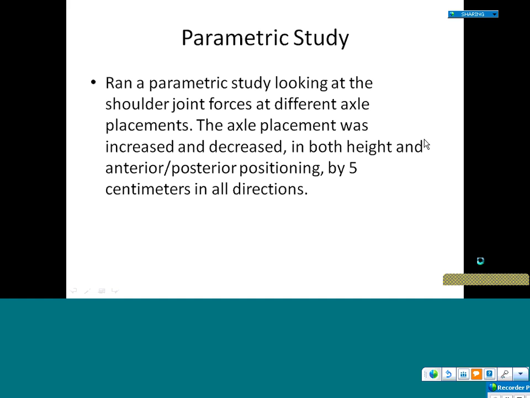So now we can investigate how these forces may change if we alter some model inputs, namely the axle positioning. So the axle placement was increased and decreased in both height and anterior-posterior positioning by 5 centimeters in all directions. So what happens is, starting from where the axle currently is, it was moved forward, the model was run through, the max shoulder joint force was calculated, then it was moved forward and up, and then the model was run through, the maximum shoulder joint force was calculated, etc., through all these different points. And here's the resulting mesh plot of the parametric study.